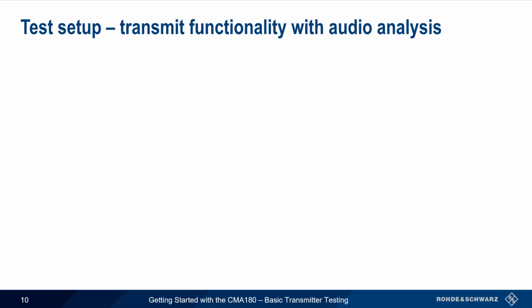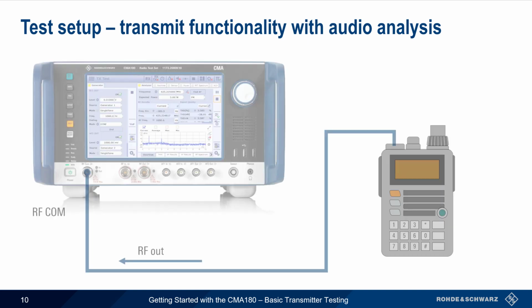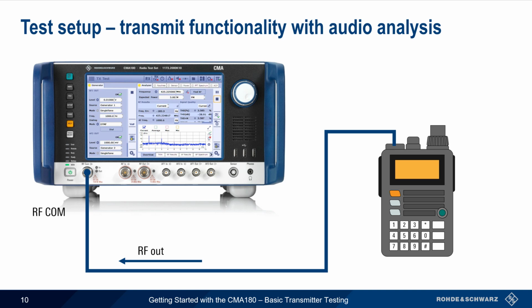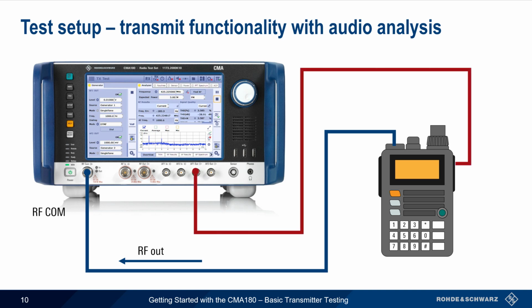Next, let's look at analyzing demodulated audio. Our test setup for audio analysis is the same as for basic transmit testing, except that we will configure the CMA's generator to source an audio signal that will be used as the modulation source for the device under test. The RF signal modulated by this audio signal will be demodulated by the CMA180, and the recovered audio will then be analyzed. Although most radios have some kind of jack or port which can be used for audio input, it may be necessary to wire an appropriate cable to connect this input to the BNC connector on the CMA180.